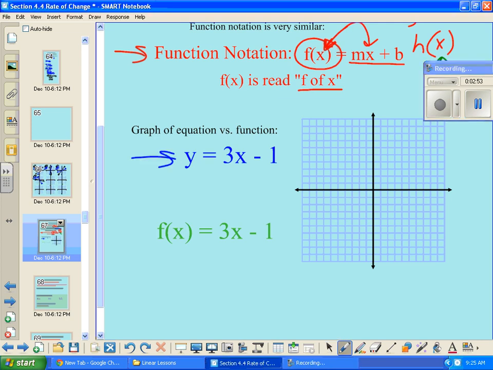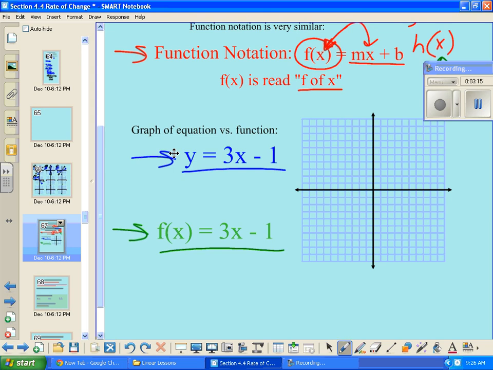Look here, I've got: what's the difference between the graph of an equation and the graph of a function? What is the difference between the two of these? We'll look at the equation and the function. They both look exactly the same, except this one's an equation in slope-intercept form, y equals 3x minus 1. Here's now, as we're learning, function notation, f of x equals 3x minus 1. So they both look exactly the same on the right side of the equation.